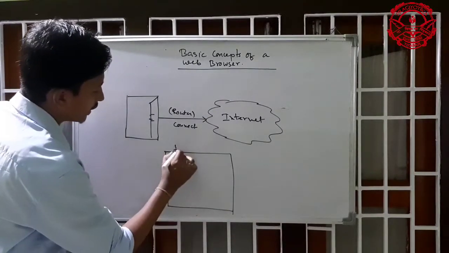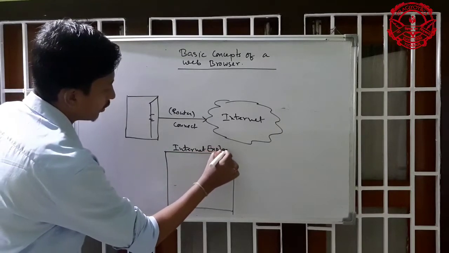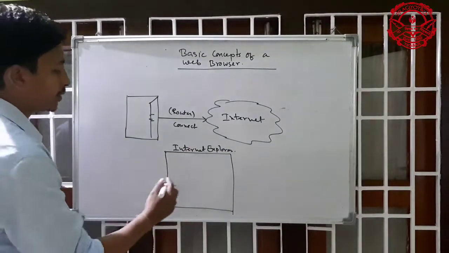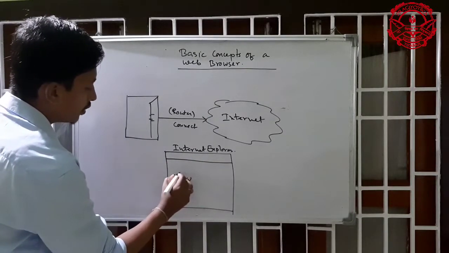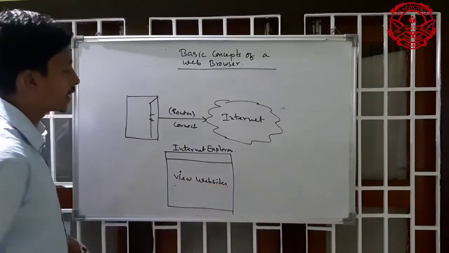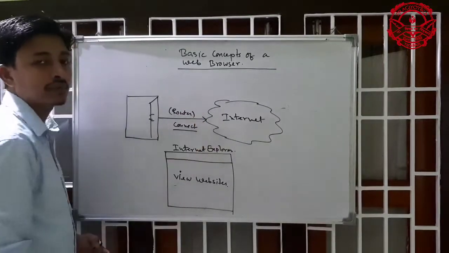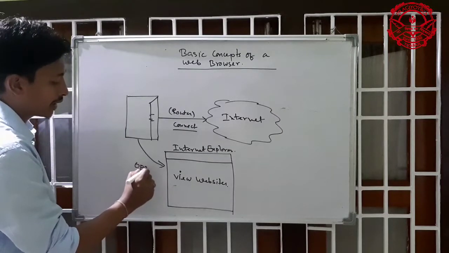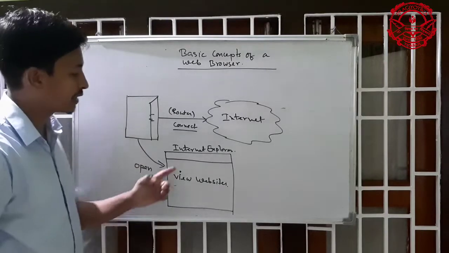Open Internet Explorer. Internet Explorer means you have to open a web browser, because with the help of a web browser we can view websites. So if you want to view any website, first you have to connect to the internet. After connecting, you have to open Internet Explorer or any web browser. Here I'm discussing Internet Explorer first.